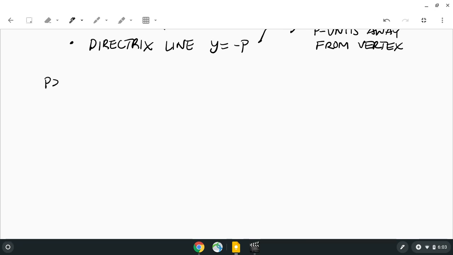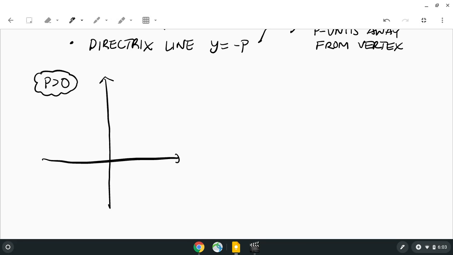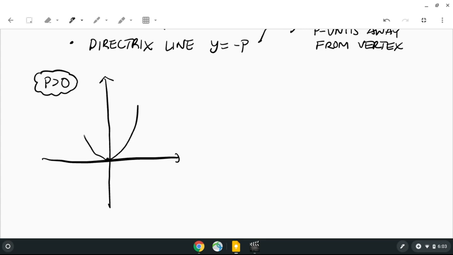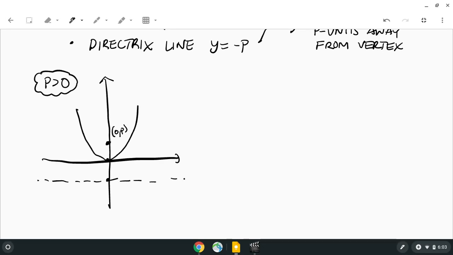Okay, so again, if P is positive, then you will have a parabola that opens upward. Okay, so vertex at 0, 0, and it opens upward. And the focus would be over here, P units away, wherever that is. And the directrix would be equidistant, P units away, down here. And the equation of this line would be y equals negative P.